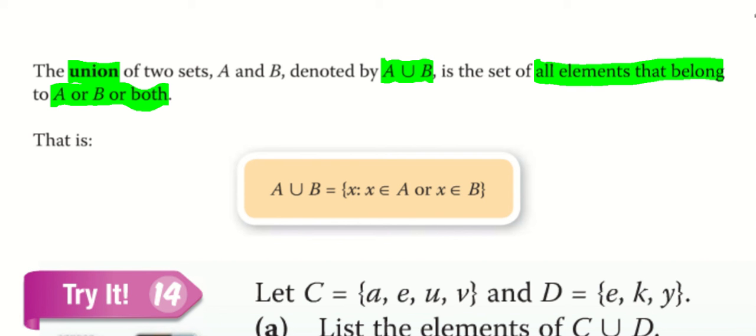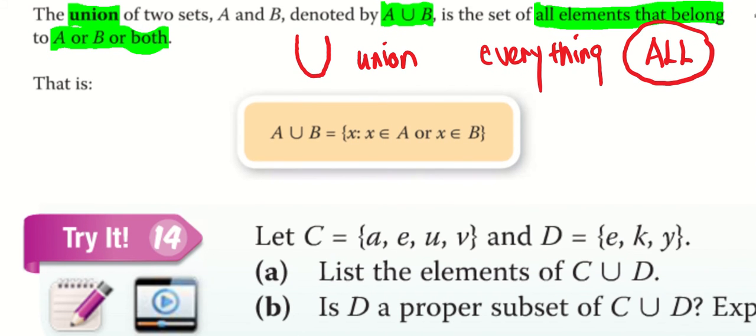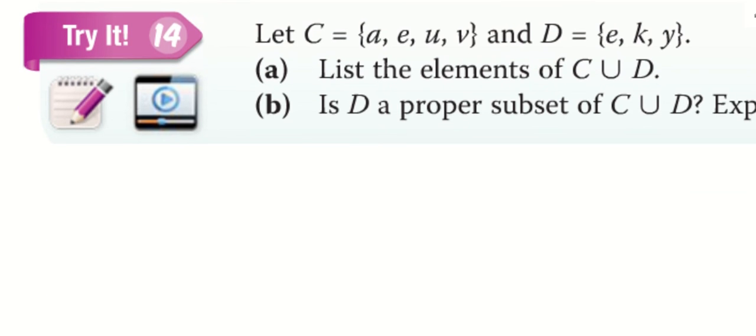Okay, what does this mean? Alright, few things. This is the symbol for union. So union is a big U. To make it easy, since it involves everything that's inside set A and set B, I'll use the word everything, or every element, or the bigger word, all. Easy? Okay, quickly we look at one example. So basically it's all. Let's look at Try It 40.